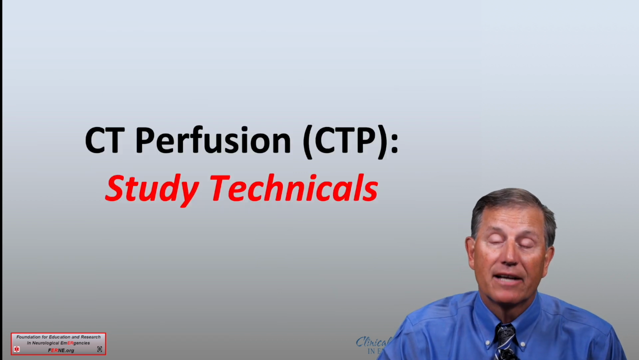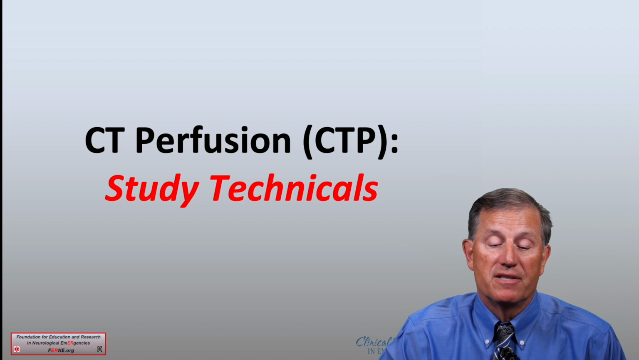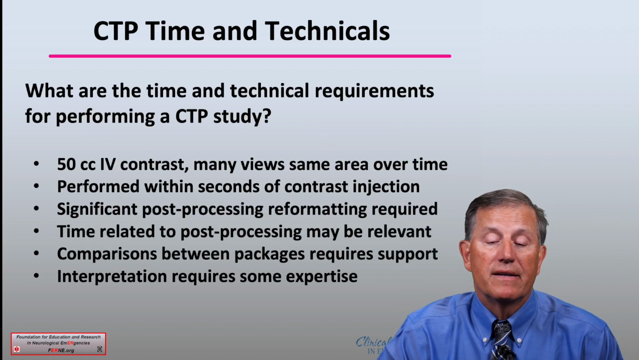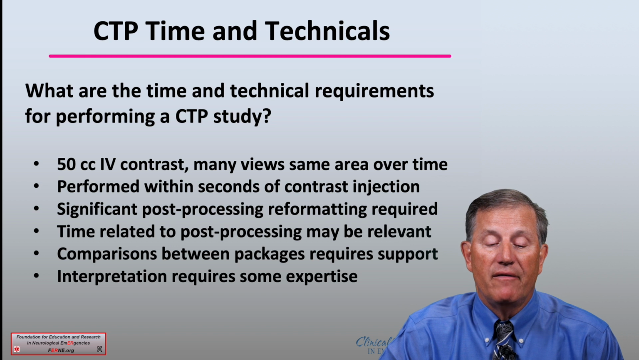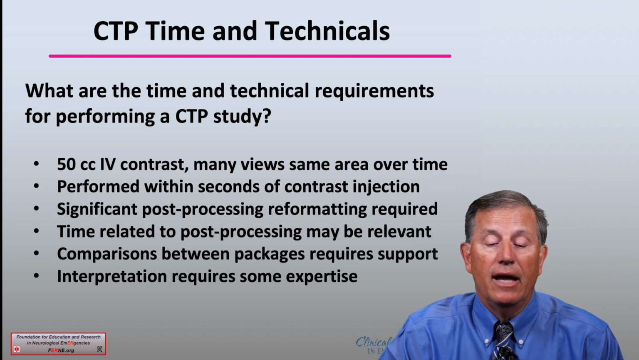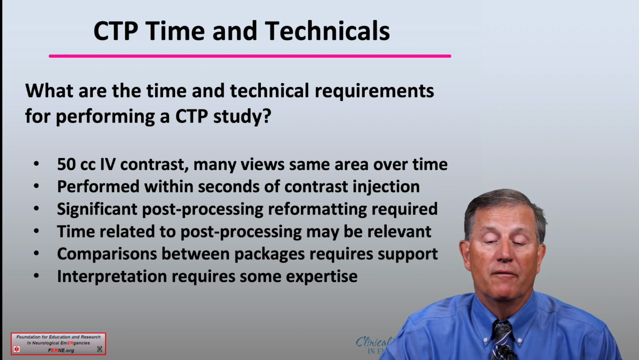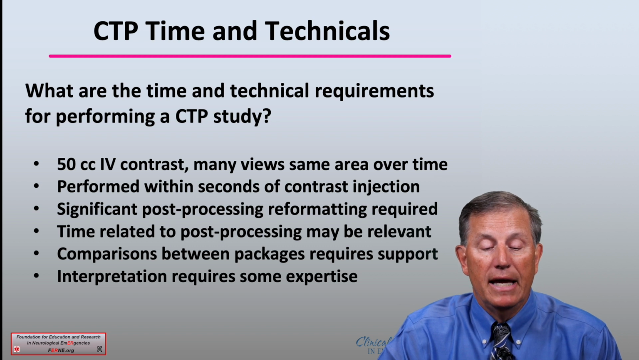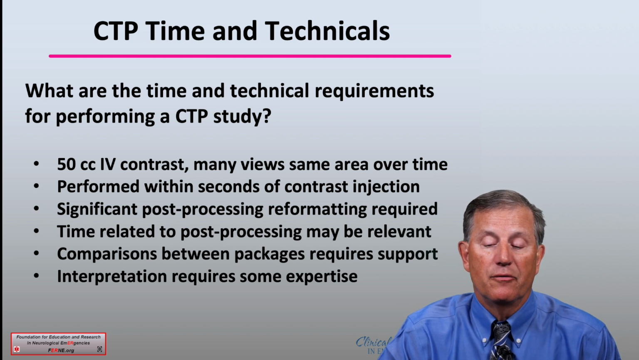What are the study technicals for the CT perfusion study? And what are the time and technical requirements for performing a CTP study? The CTP does require 50 cc's of IV contrast. This would be in addition to the CTA. And it requires many views to be obtained in the same area over time, so you have the fourth dimension of the CTP. It is performed within seconds of contrast injection.